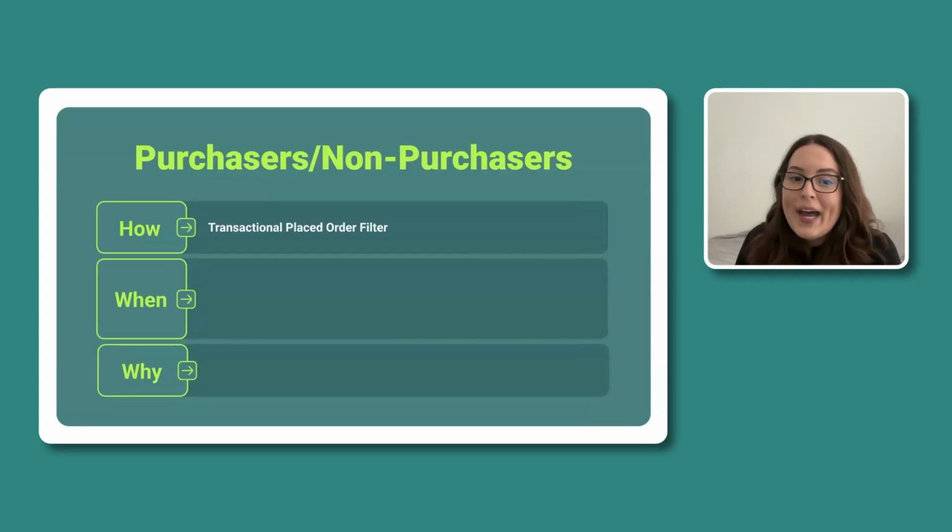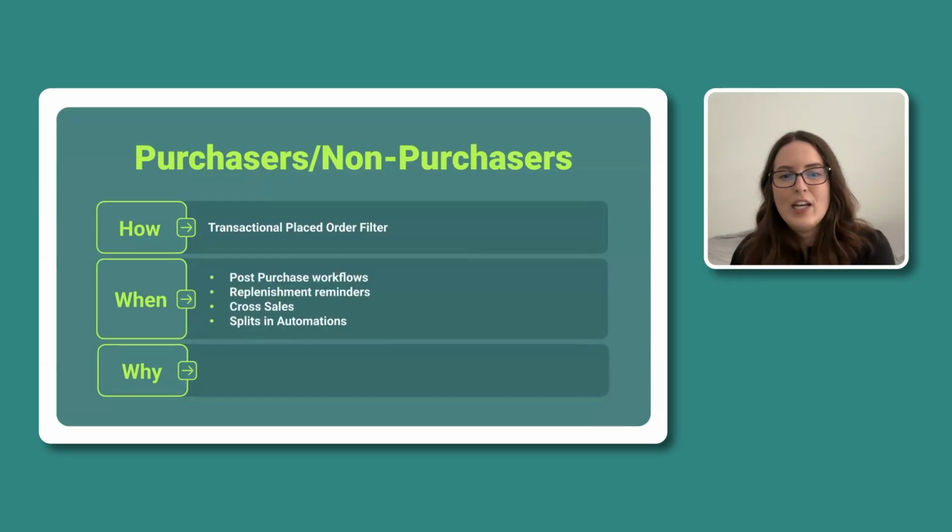So in summary, the how: transactional placed order filters for your purchaser and non-purchaser segmentation. And the when: you have post-purchase workflows, replenishment reminders, cross-sell opportunities. These are really simple setups, and you won't even have to truly set them up within segmentation. You go straight to your automations, put the filters in, and you just set up that email and you're ready to go. But we can also set up, just like I mentioned, new arrivals and special promotions in your campaigns with segmentation strategies just like this.